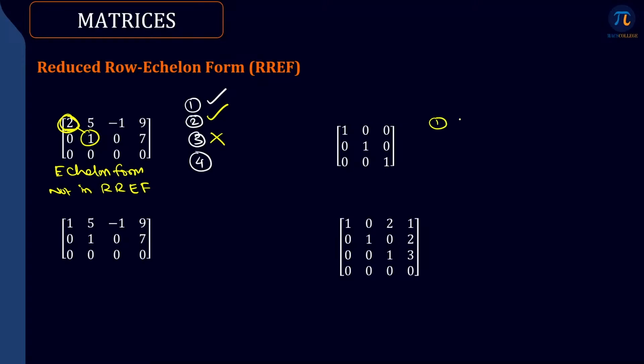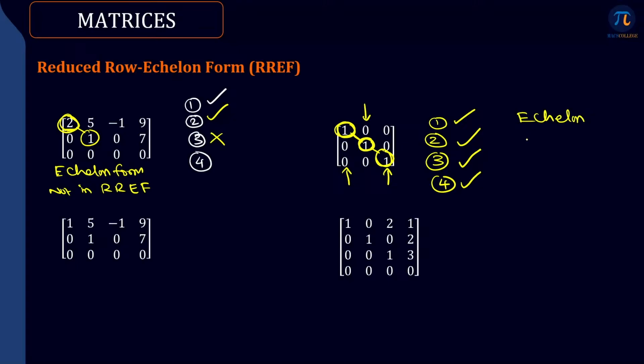Now the next one. First condition, the 0 row is not there, no problem. If it is there, it should be at the bottom. Second one, leading entries to the right side, satisfied. Third condition, all the leading entries are 1s, satisfied. Now the fourth one: this is the leading one, in this column the remaining are all 0. This is the leading one, in this column the remaining are all 0. This is the leading one, in this column the remaining are all 0. 4 conditions satisfied. So it is in echelon form as well as reduced row echelon form.